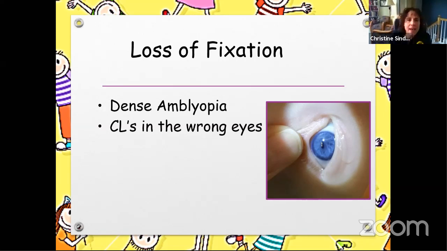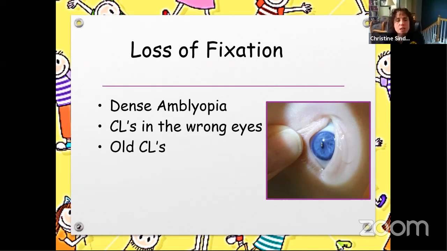One, are the contact lenses in the wrong eyes? This happens frequently. I had a family where all 3 children were bilateral aphakics, and I had to make each contact lens a different color because they kept coming in all mixed up and in the wrong eyes. And it would take me forever to sort through that family.